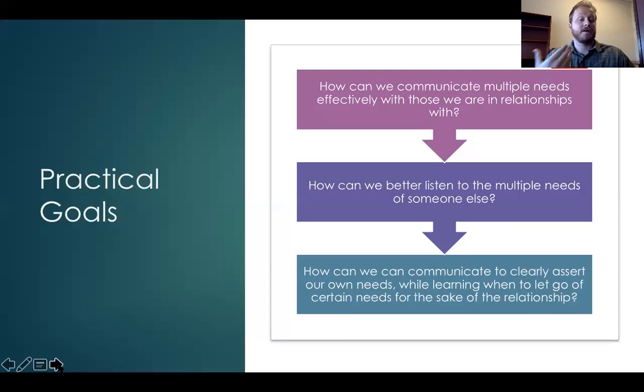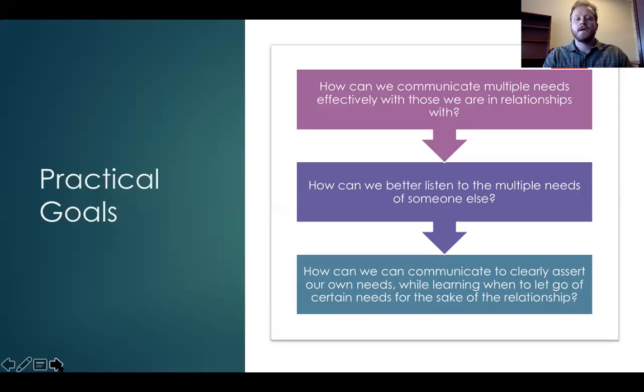After you analyze that code switch song, moving beyond simply analyzing these particular relationships, we also want to dive into how we might respond to different dialectics. So what are the practical goals that we're looking for in particular? How can we communicate mutually and effectively within relationships that we are in? How can we listen to the multiple needs of someone else? And how can we communicate to clearly assert our own needs while learning when to let go of certain needs for the sake of the relationship? So what are the practical ways rather than just simply identifying dialectics themselves?